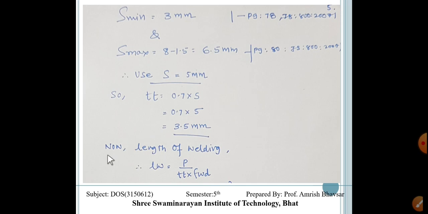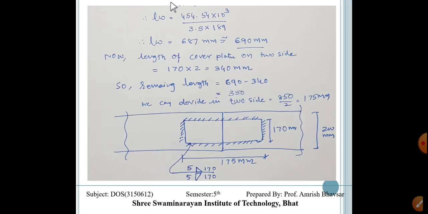Now our next task is finding the length of welding, and we have the equation for this. Length of welding is P upon TT into FWD. So put this value in the equation and we will get the length of weld as 687 mm. So we will take the rounded up value, that is 690.